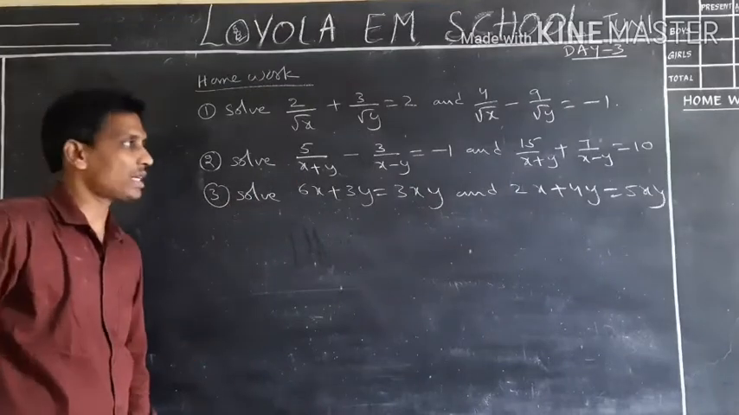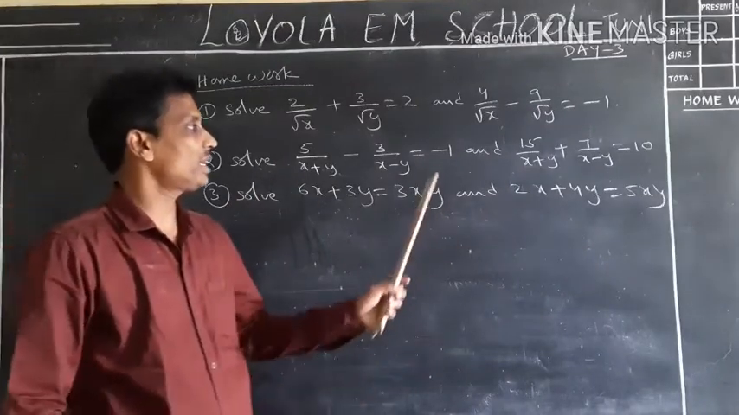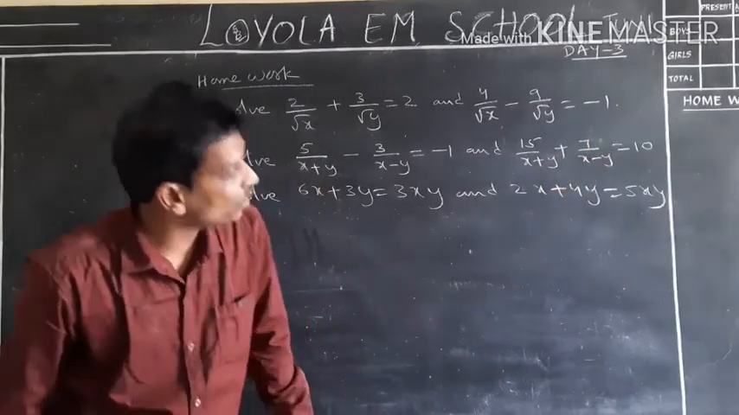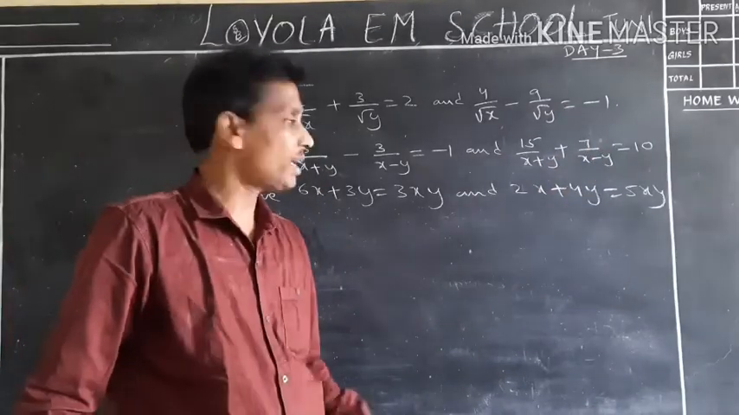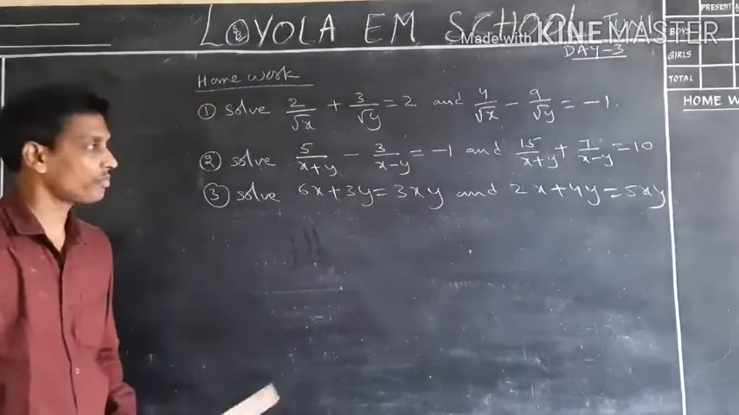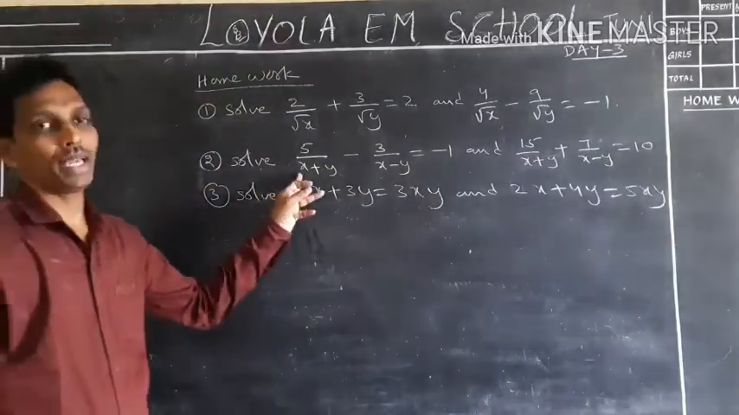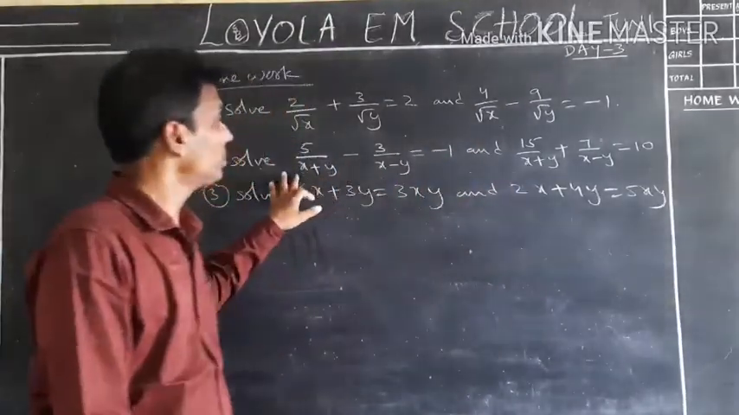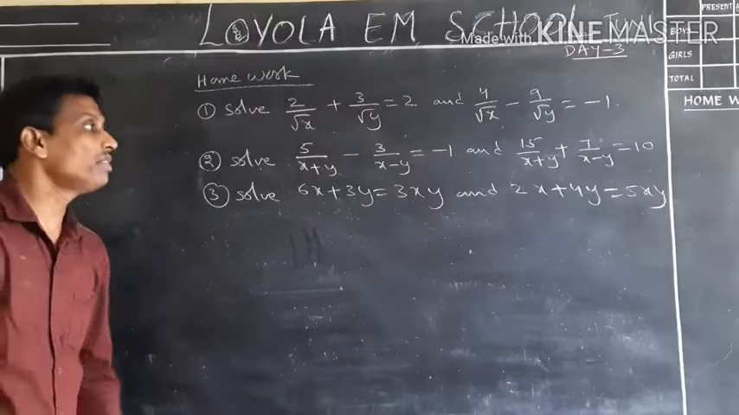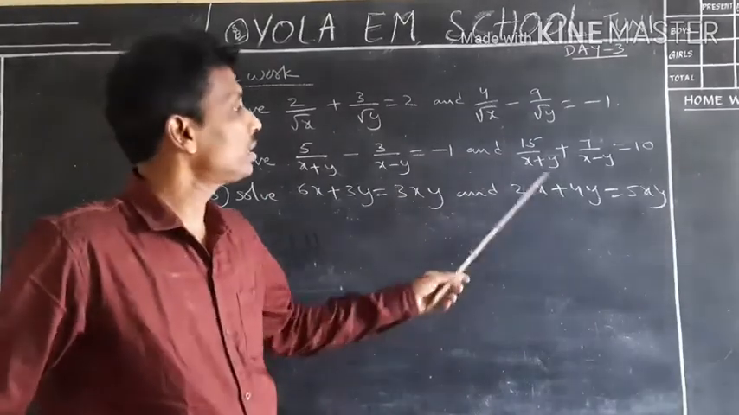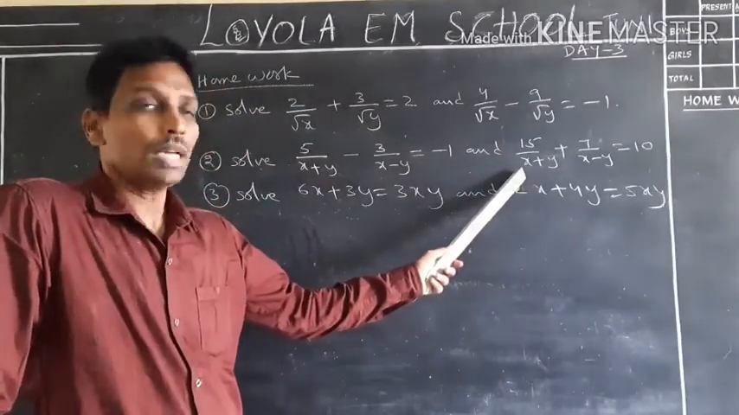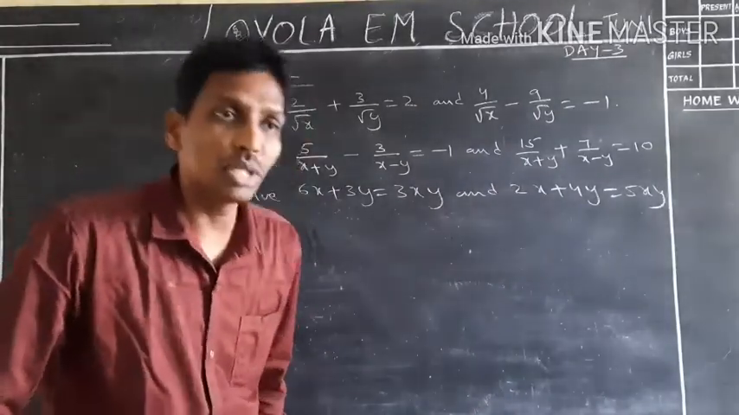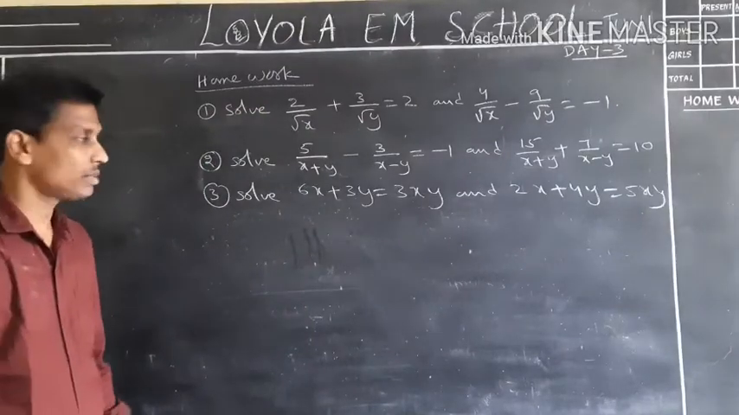Second question: 5 by x plus y minus 3 by x minus y equal to minus 1, and 15 by x plus y plus 7 by x minus y equal to 10. Here what substitution do you take? Yes, 1 by x plus y equal to a, 1 by x minus y equal to b. Now the first equation will change to 5a minus 3b equal to minus 1. Second one, yes, 15a plus 7b equal to 10. Will you do like that?